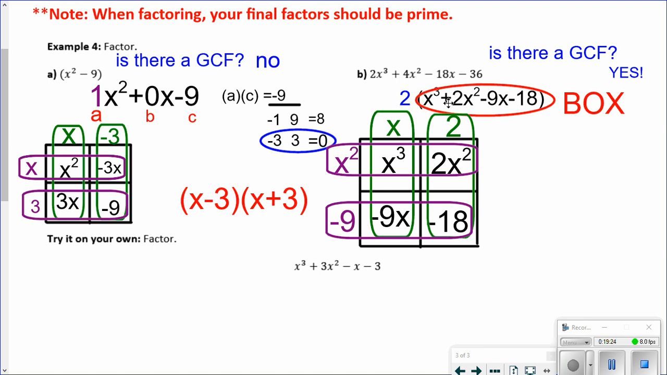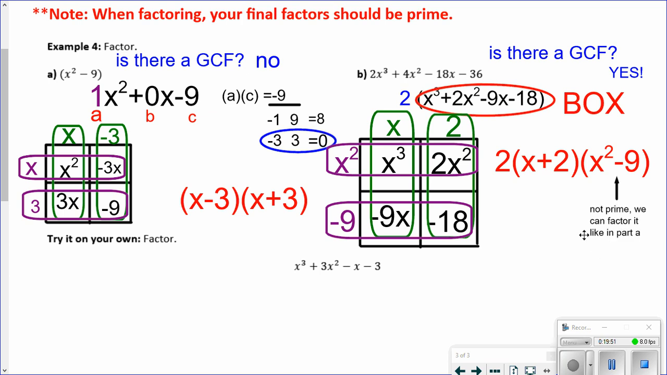Now when I do this, I don't want to forget about my GCF up front. So I get the 2 times these two binomials, x plus 2 and x squared minus 9. Now, x squared minus 9, because of that degree there, that should be a red flag popping up, that I could probably do more with that. So that one is actually not prime, we can still factor it. In fact, that's the same problem from part A right here, which we have already factored.